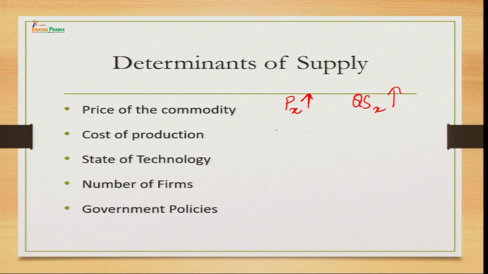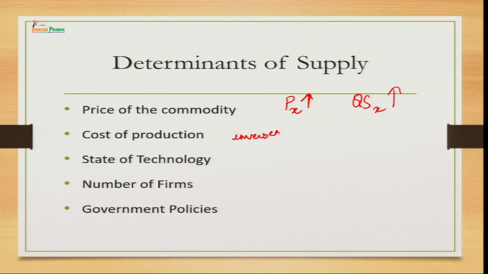Now, next is the cost of production. For supply, cost of production matters a lot, right. Cost of production includes the cost of land, labor, capital, all the resources which we are using for production. So, if the cost of production is higher, then definitely the supply will be less, because the producer will be able to produce less. But if the cost of production is less, the producer will be able to produce more and supply more, right. So, cost of production is inversely related with supply. Lesser cost, higher supply; higher cost, lesser supply.